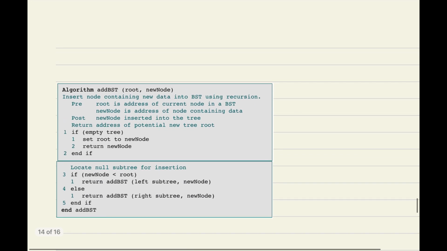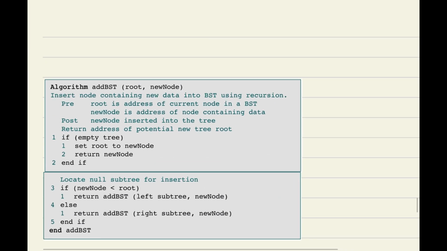So now consider the algorithm. So here the add BST, that means we are adding one node to an existing binary search tree. So the algorithm is add BST and it has two parameters, one is root and another one is the new node that we want to insert. And the precondition is that root is the address of the current node in a BST, and new node is the address of the node containing data.